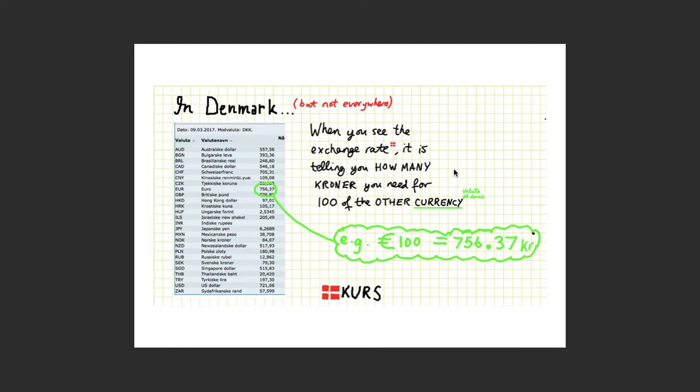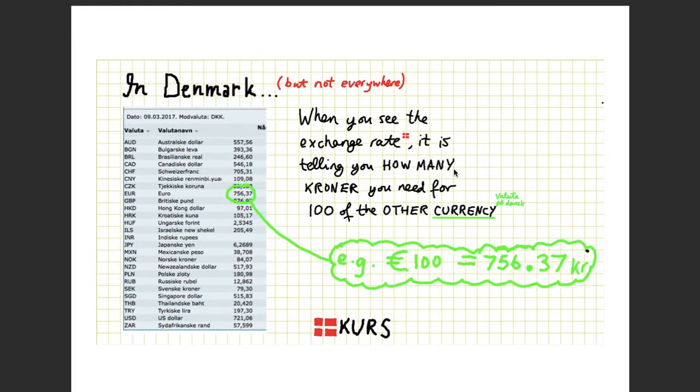So an exchange rate in England would say £1 equals $1.2 or whatever the current exchange rate is, but in Denmark it is a little bit different to in many other countries. The exchange rate tells you what it costs in krona to buy 100 of the other currency. Okay, so do take that note please, and pause the video to do so.